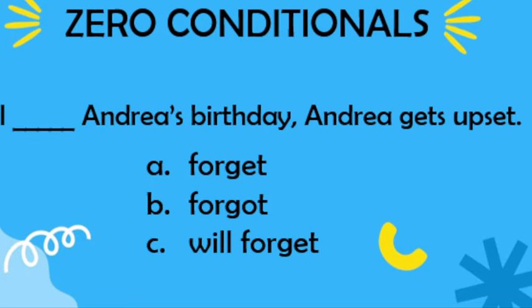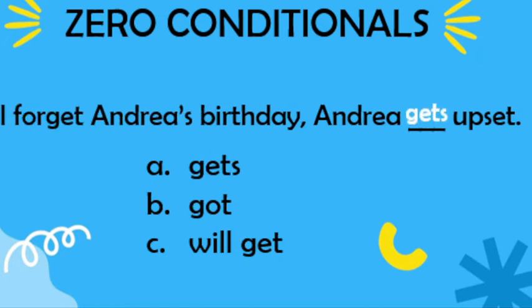Let's have another example. If I blank Andrea's birthday, Andrea gets upset. Ano pong verb ang gagamitin natin dito? A, forget. B, forgot. C, will forget. Answer? Forget. Okay, remember sa zero conditional, the verbs are both in simple present tense. So we have to use forget and gets. If I forget Andrea's birthday, Andrea gets upset.